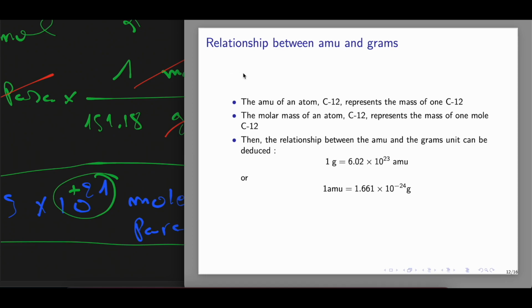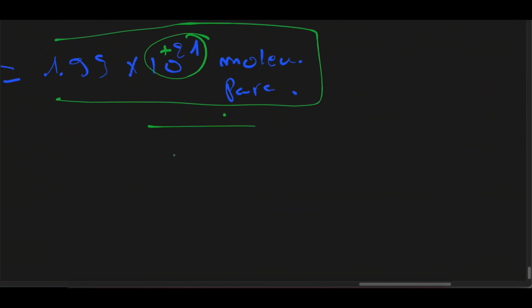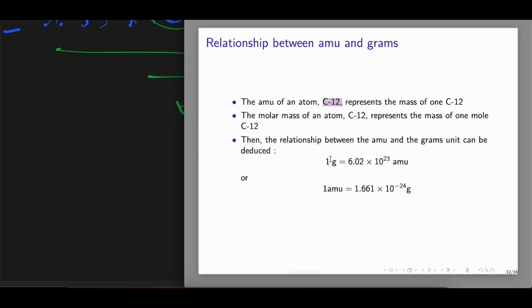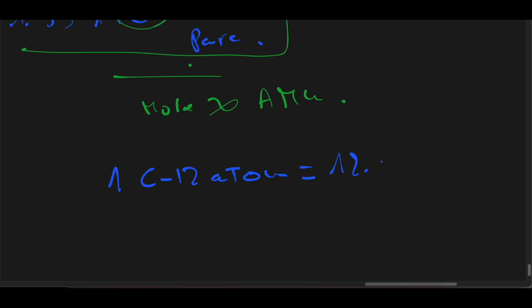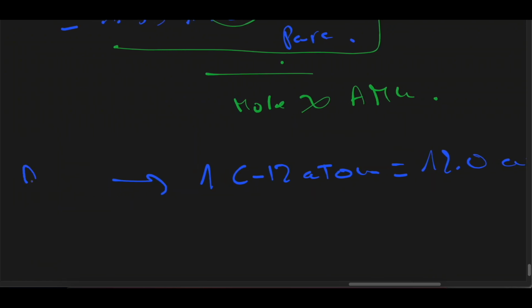Now, what is the relationship between the atomic mass unit and grams? So the atomic mass unit is based on the atom carbon-12, which represents the mass of 1 carbon-12 atom. So here, for one isotope carbon-12 atom, the mass is defined as equal to 12.0 atomic mass units.